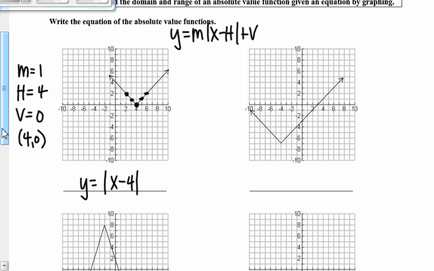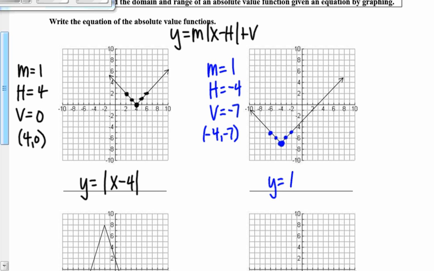On our next one, these aren't numbered. M, H, V, starting with the vertex. The vertex is at the point -4, -7, which means h is -4, v is -7. Again, I was looking at the graph. I think that's a slope of 1. Opens upwards, goes up 1 over 1. So our equation would be y equals, you could put a 1, but you don't have to, the absolute value of x plus 4, I switch the sign, minus 7.